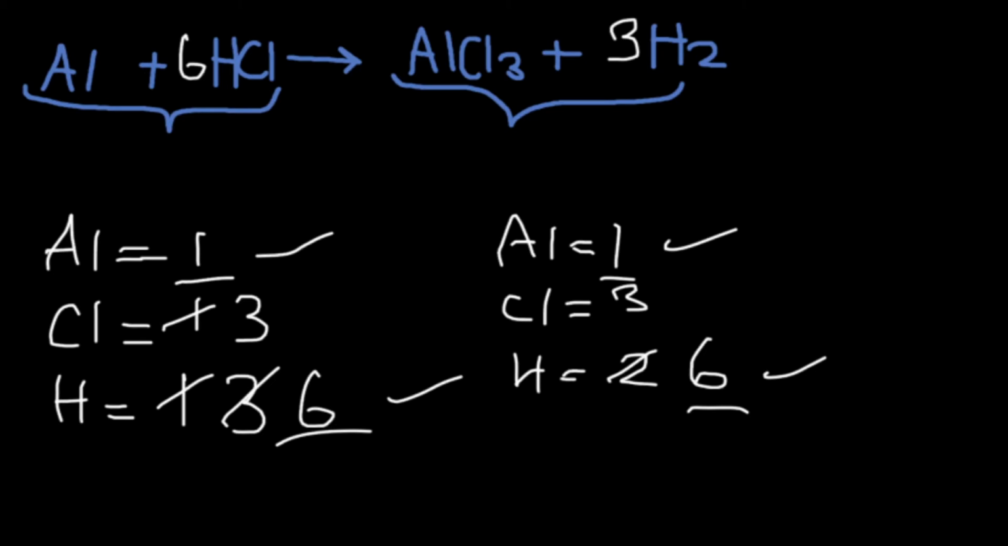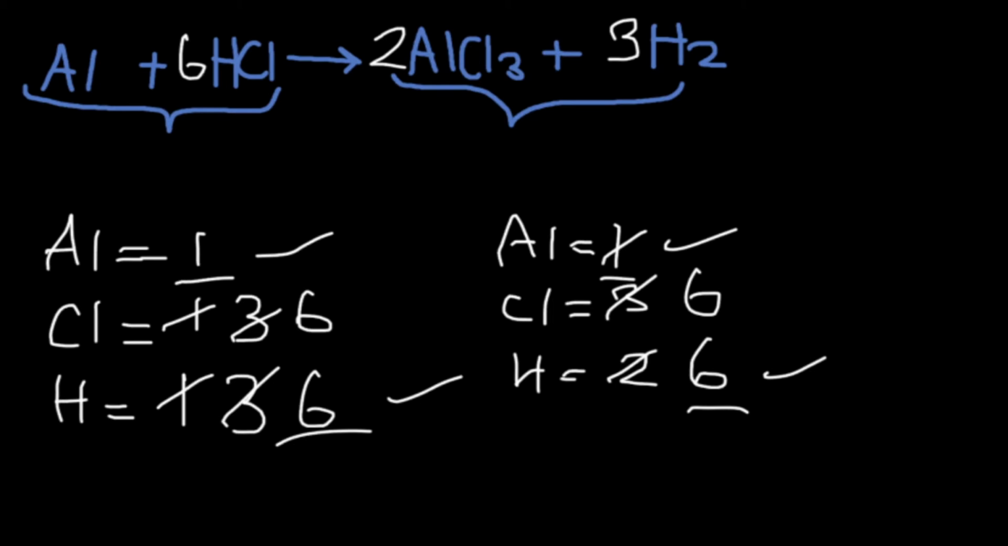But oops, wait a minute. When we change the hydrogen, we also change the chlorine. So now chlorine is a 6. So what do we have to do on this side? We have to put a 2 here. So now chlorine is a 6. But then aluminum is now a 2.